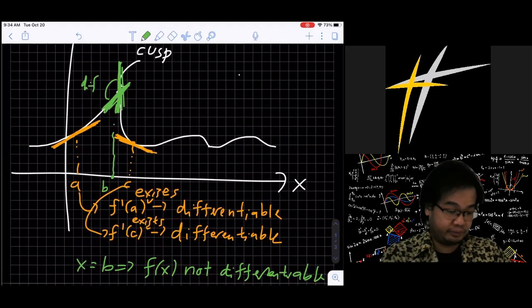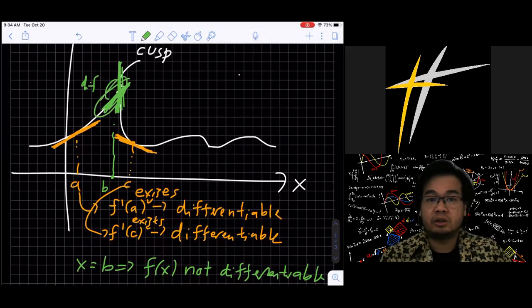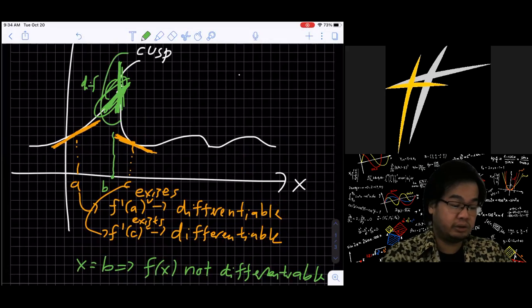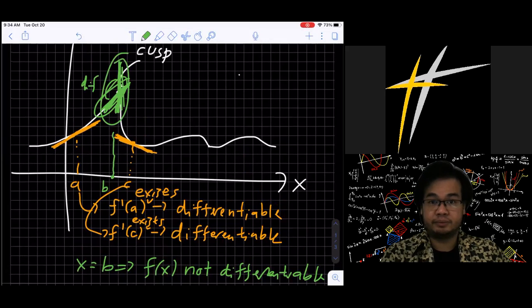from the left, which is this one, is not the same as the slope of the tangent line when x approaching from the right, which is this one. Yeah, I hope you understand. So that's how you determine the differentiability of a function when a graph is given.